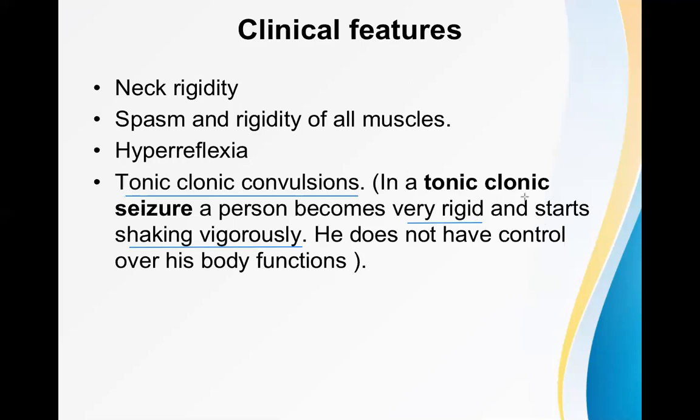Understand like that? Clonic means there is repeated flexion and extension of the muscle. So there is movement or shaking of the muscle. Tonic-clonic seizure is also known as grand mal seizure. Grand mal seizure. Okay, this is a synonym. Now, he doesn't have any control over the body function in this type of condition. So these are the different clinical features of tetanus.